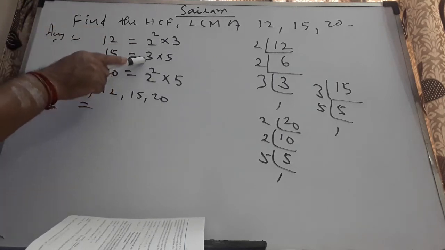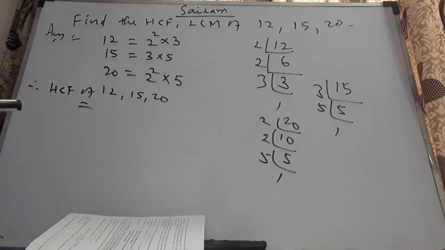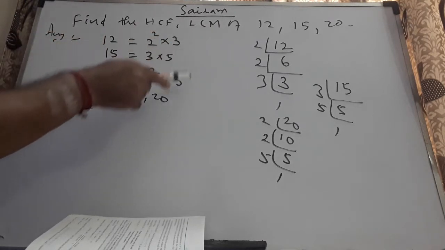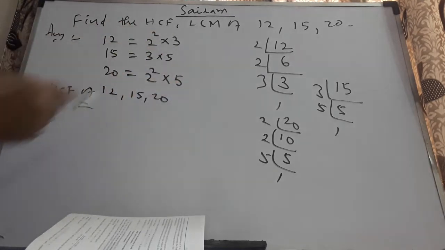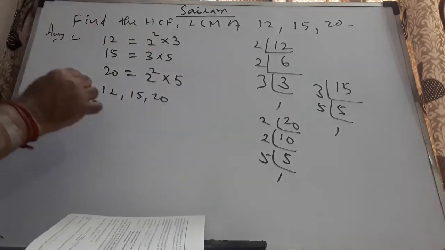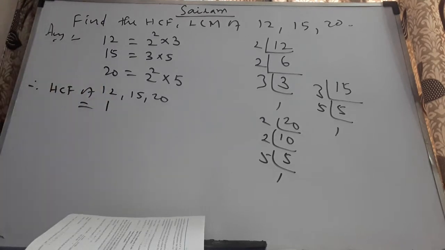Out of 2 square, 2 power 0, I have to write only 2 power 0. 2 power 0 is 1 anyway. Out of 5 power 0, 5, I'll write 5 power 0. Out of 3 power 0, I'll write only 3 power 0. Therefore, HCF becomes automatically 1. When I take 3 such cases here, HCF becomes 1.